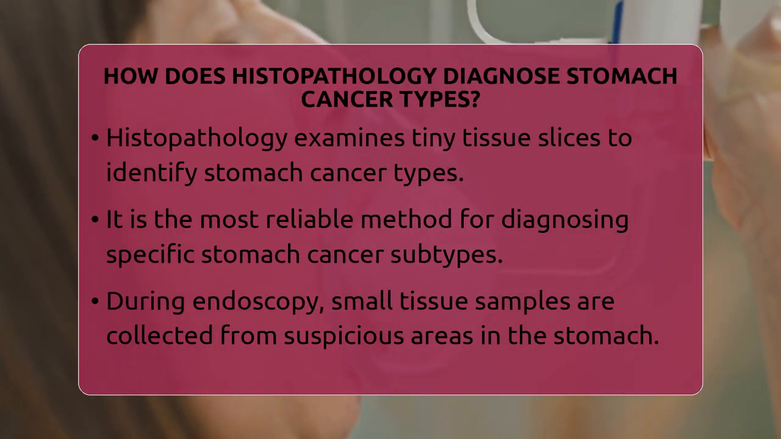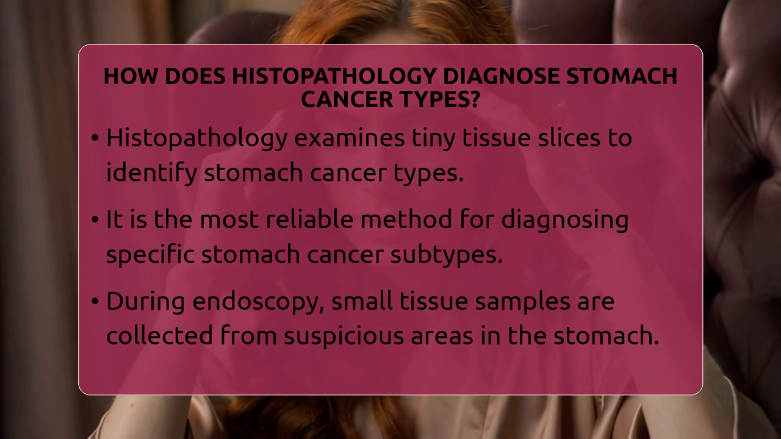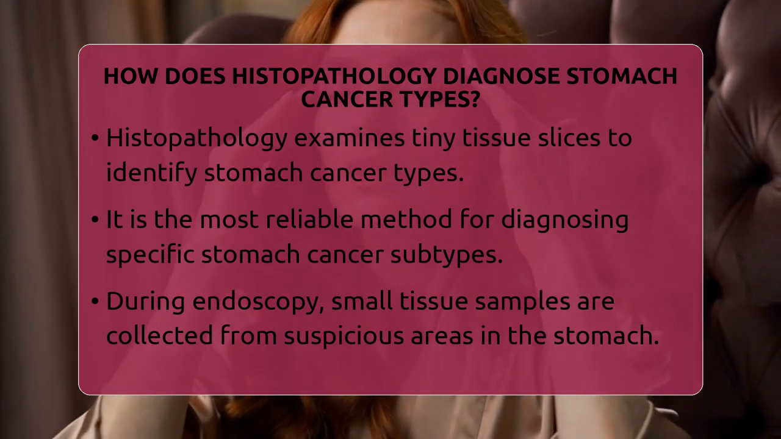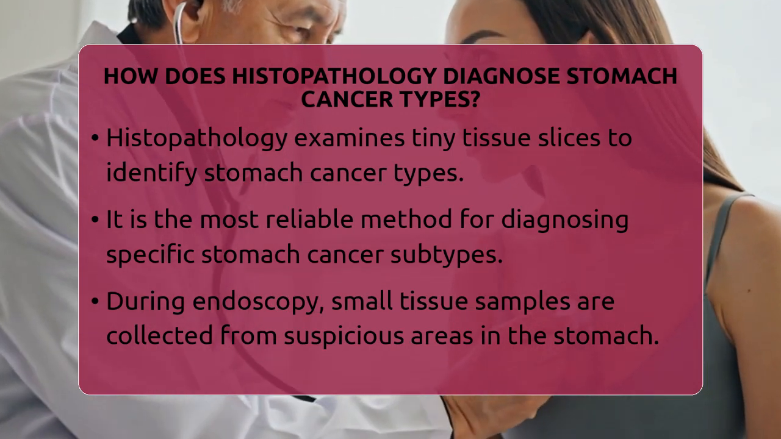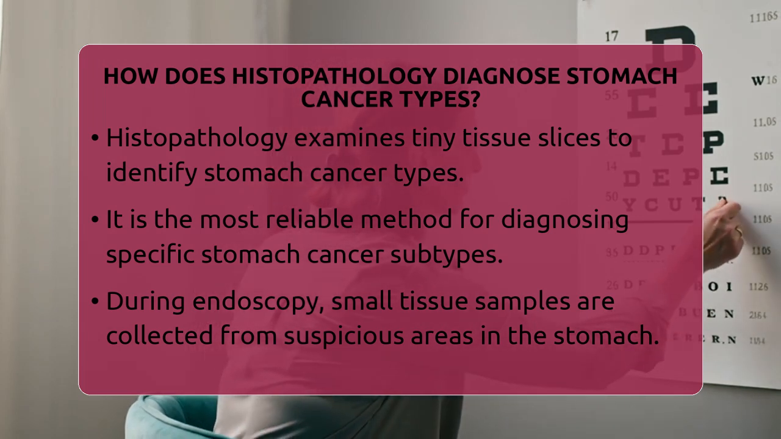How does histopathology diagnose stomach cancer types? Imagine peering into tiny slices of tissue to uncover the secrets of stomach cancer. That's exactly what histopathology does. It's the most reliable way to identify the specific type of stomach cancer a person has.